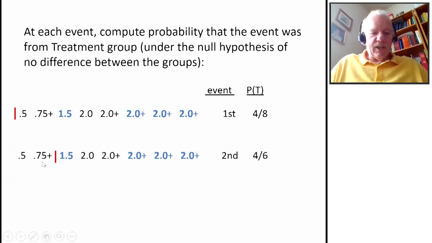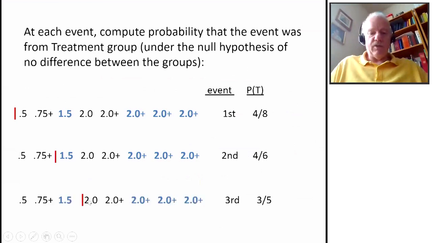Then we move to the next death. So we skip over this censored observation at 0.75, and we move over right before the next death at 1.5 years, and we say, okay, we know there's a death here at 1.5 years. What is the probability that that death came from the treatment group? Well, again, there are 4 people in the treatment group. It could have been any of those 4. And there are now 2 people in the control group that it could have been. And so the probability that that death came from the treatment group is 4 out of 6, or 2/3.